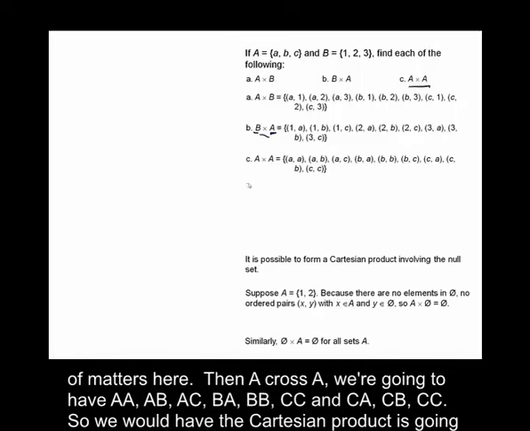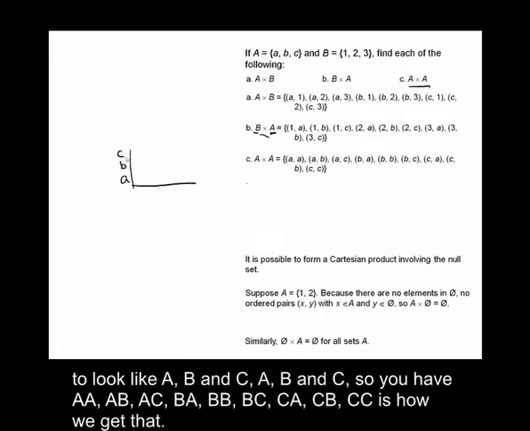And then A cross A, we're going to have AA, AB, AC, BA, BB, BC, CA, CB, CC. So the Cartesian product is going to look like A, B, and C, A, B, and C. So you have AA, AB, AC, BA, BB, BC, CA, CB, CC is how we get that.